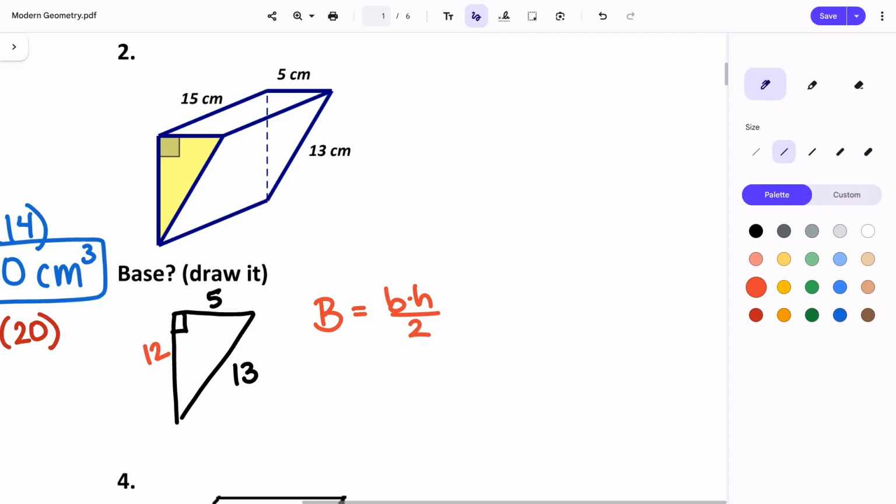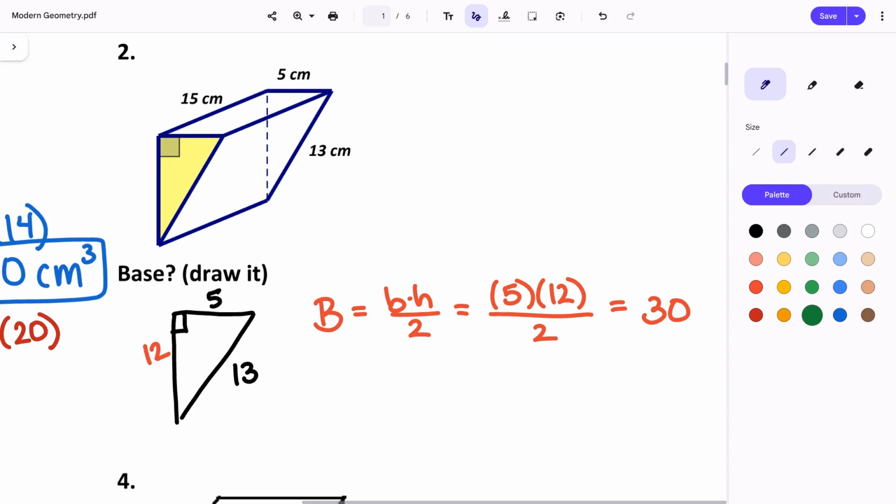Okay, so I want to use 5 and 12 as my base and my height. So I'm going to do that. We're going to put in 5 and 12 for the base and the height of my triangle, and you're going to divide it by 2. What is that? 30. Again, that's just the triangle.